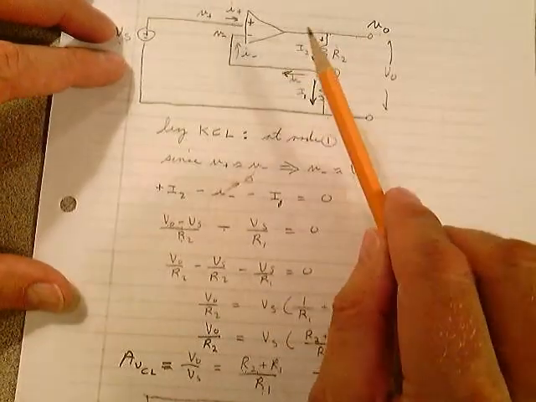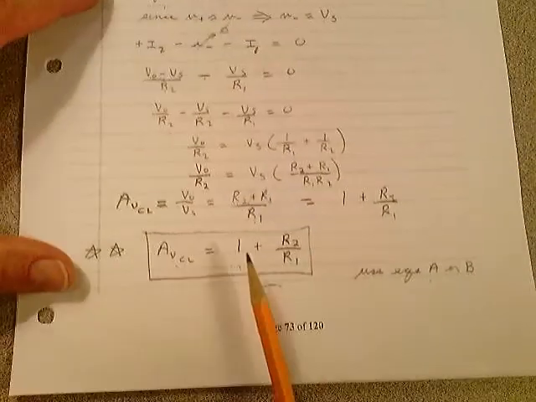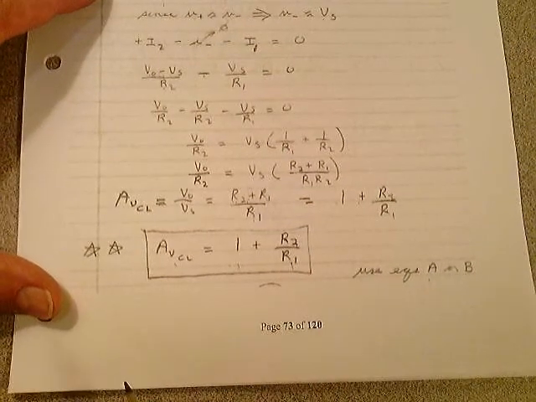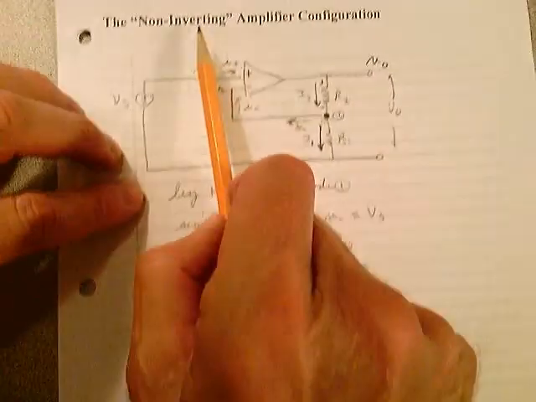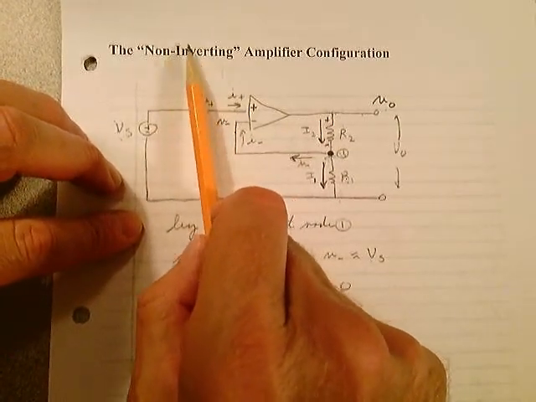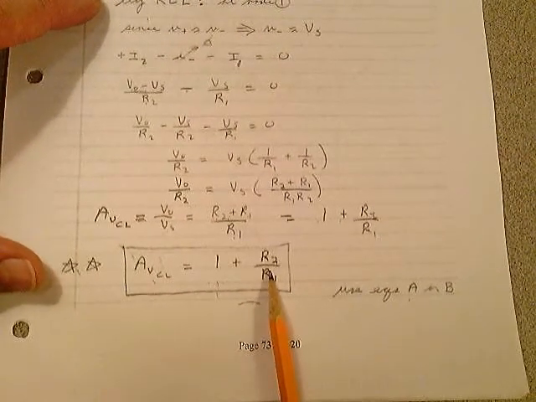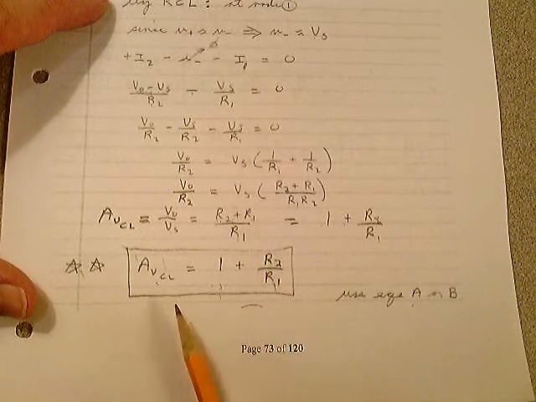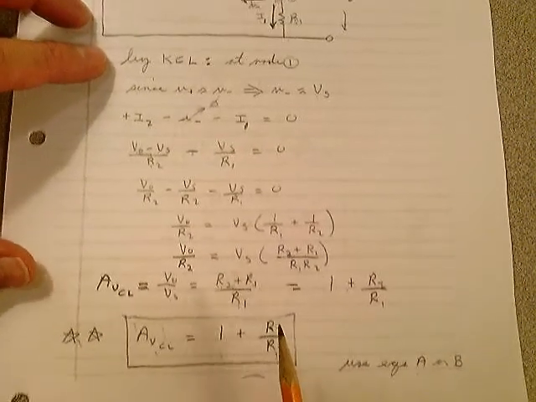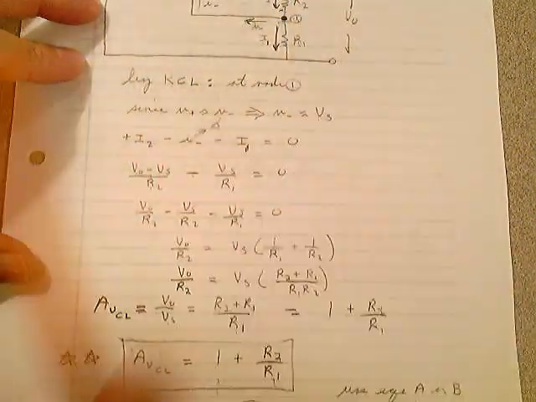The gain of the non-inverting amplifier configuration is always 1 plus R2 over R1. That's very important, if you recognize it's a non-inverting amplifier. Two things I want you to take from this. The non-inverting amplifier circuit always has a positive gain. It can never be negative. You're always going to get a positive multiplier of this voltage to the output.